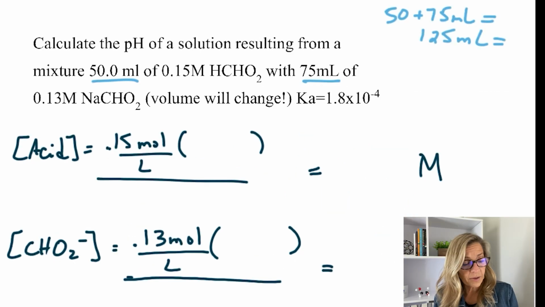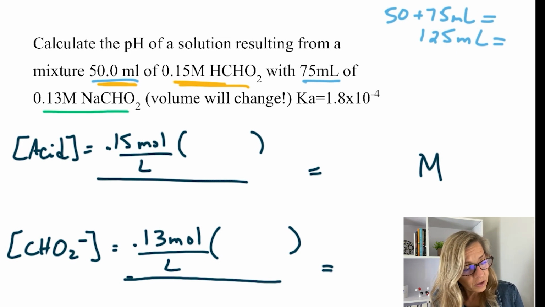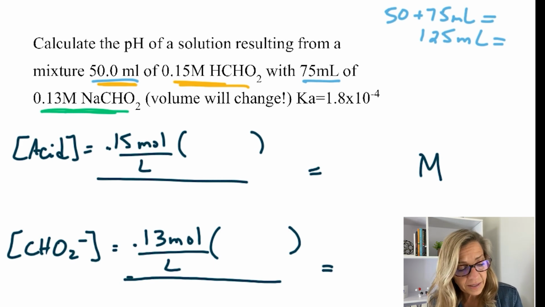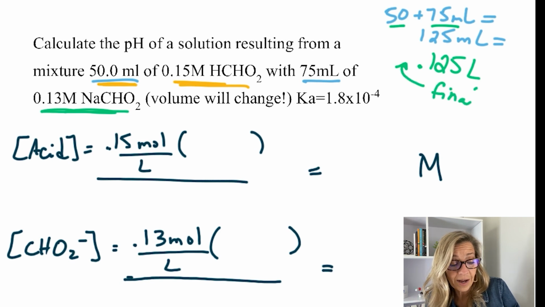All right, let's look at another problem. This time I want to show you this one. This is going to be a little bit of work because anytime you are given concentration and volume, what are you going to have to do? You're going to have to get moles. So we're going to take our acid solution and we're going to add to it some concentration of salt. When we add these up, we've got 50 mL plus 75 mL, we're going to get a total of 125 mL. And so our final volume is going to be 0.125 liters.